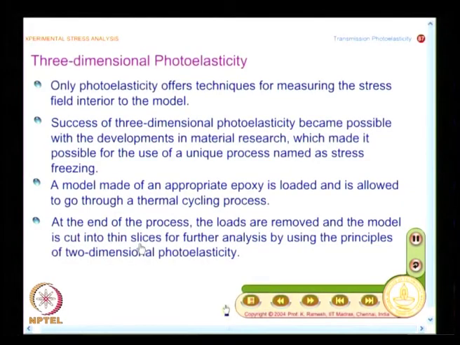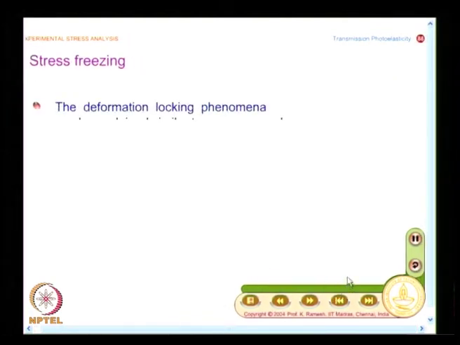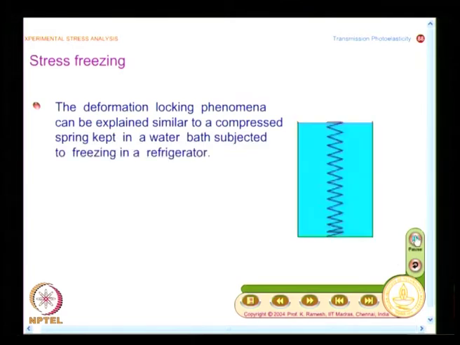So, the advantage here is that analysis can be done by using the principles of two-dimensional photoelasticity. That is the greatest advantage. And what I do here, this is what you have as stress freezing, and I said that I will give an analogy.